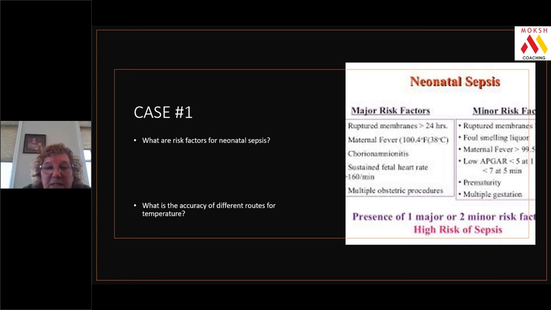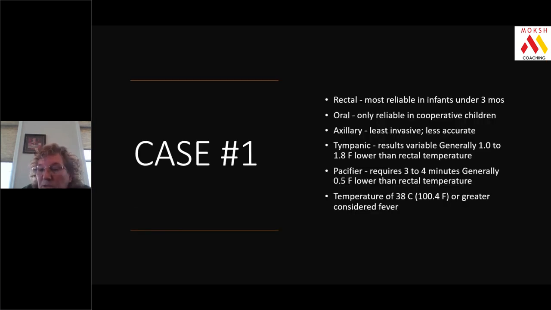What is the most accurate way to take a temperature? Rectal. They will not give you axillary on the board exam, but you need to be aware that in babies under 3 months of age, rectal is the only thing that's considered reliable. Oral, you will never do that in a baby. It's only recommended in cooperative children because you don't want to break it in their mouth. Axillary is going to be the least invasive, but it's not exactly accurate. We've got pacifier temperature takes, and it's usually lower than the rectal. And temperature greater than 100.4 is going to be considered a fever.